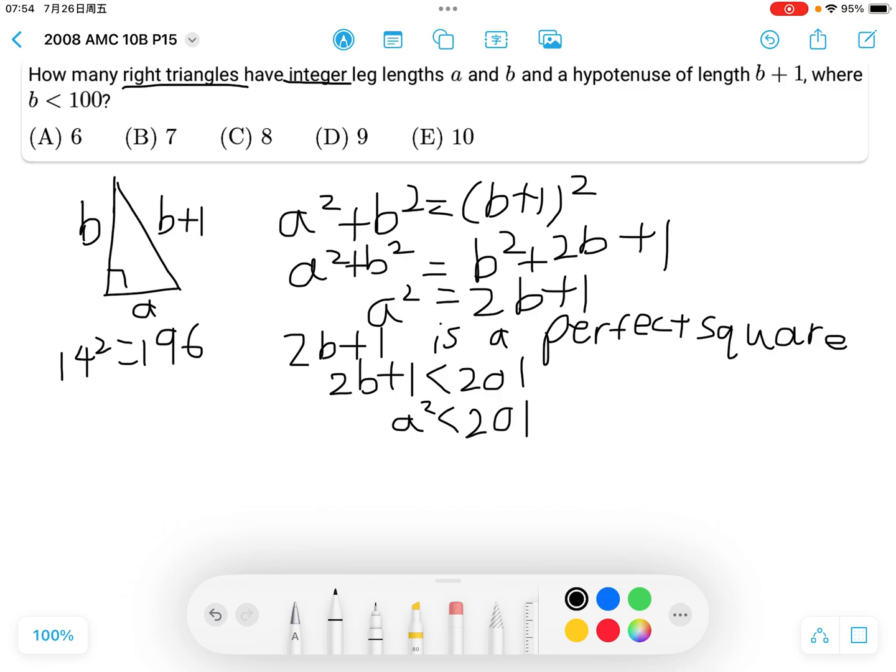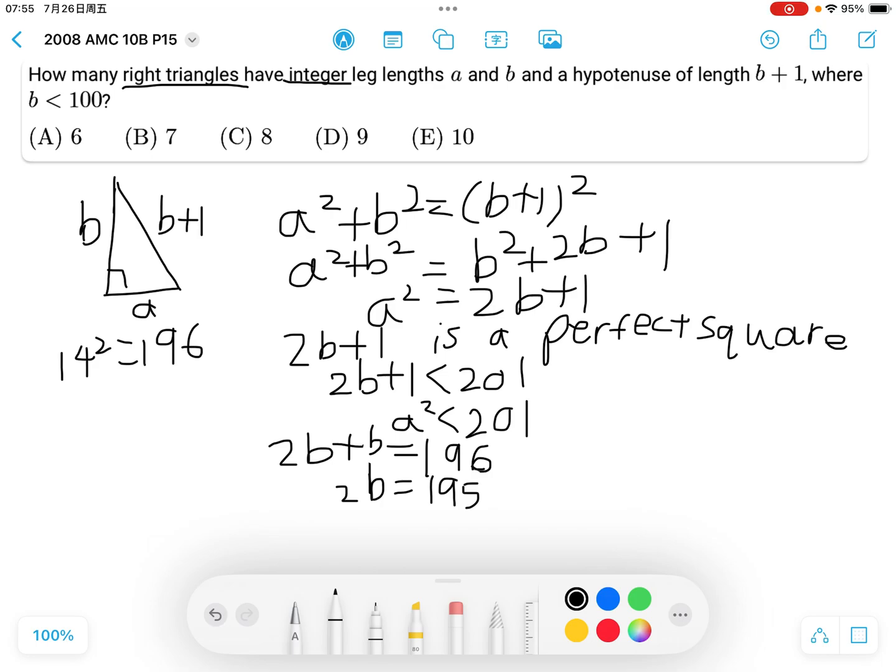So we have 2b plus 1 is equal to 196. When you subtract 1 from both sides, we have 2b is 195. So this definitely has a real solution. However, we want to look for a case where b is an integer. If 2b is 195, b is going to be a decimal number with 0.5. So that doesn't work.